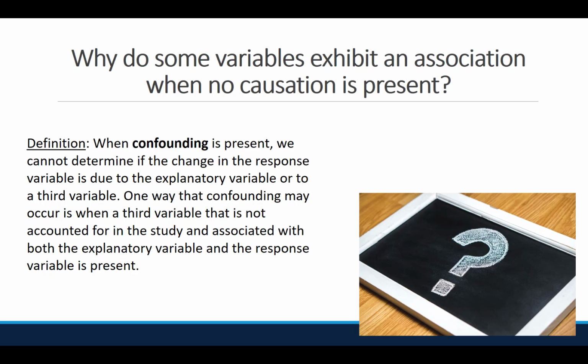One way that confounding may occur is when a third variable that is not accounted for in the study is associated with both the explanatory variable and the response variable. These variables are called confounding variables. Alternatively, confounding occurs when a study is flawed and the effects of multiple explanatory variables cannot be separated from one another. Confounding may explain why we see a pattern between the explanatory and response variable even when there is no causation present. Whenever confounding is present, or may be present, we cannot conclude that there is a causal link between the variables.